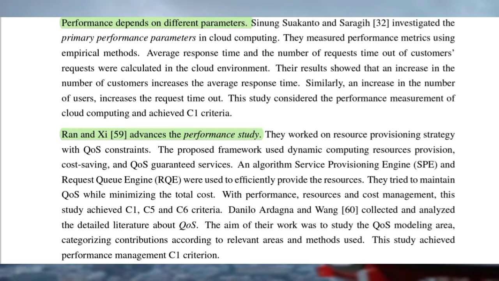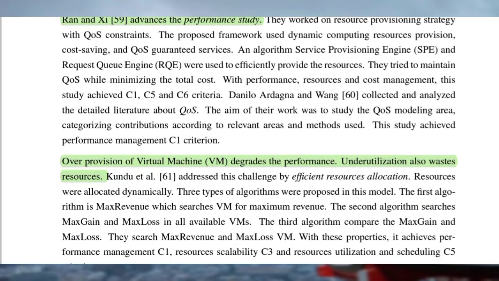So "advances the performance study" is also a keyword which is used to explain your study. Actually, in the literature review, there are different types of words and different types of explanations which are used. You can say these are the linking words to link the different paragraphs with each other, to link the ideas with each other, and these are very necessary, very essential to link the literature.